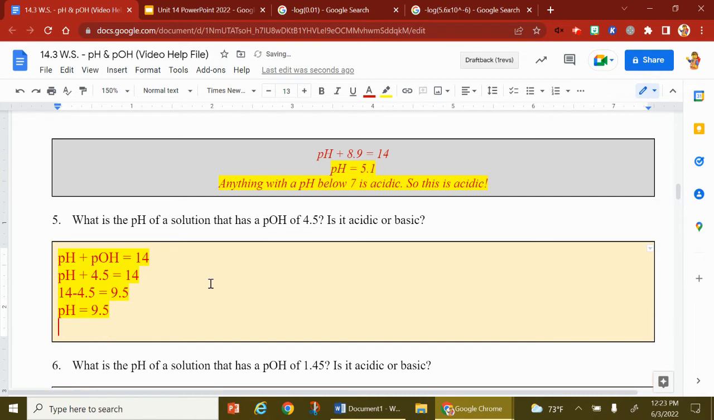Now, is that acidic or is it basic? All right. If the pH is greater than 7, it's basic. If it's less than 7, it's acidic.